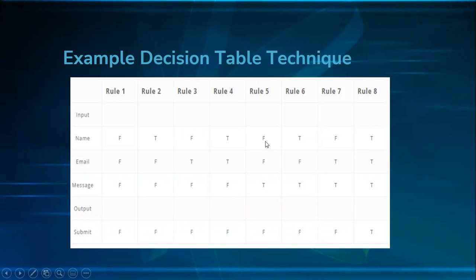This time around, I tried another combination. Rule 5: name false, no name, no email, but correct message to say, I love testing. That's the message I put there. But unfortunately, it's still going to be grayed out because I've got 2 combinations of F, which are mandatory fields.